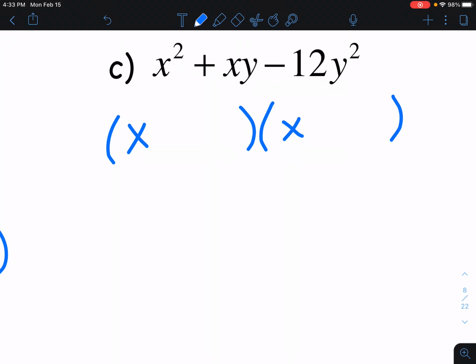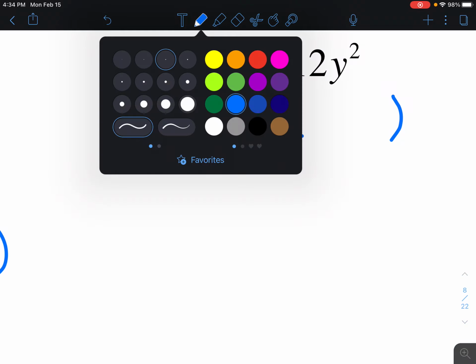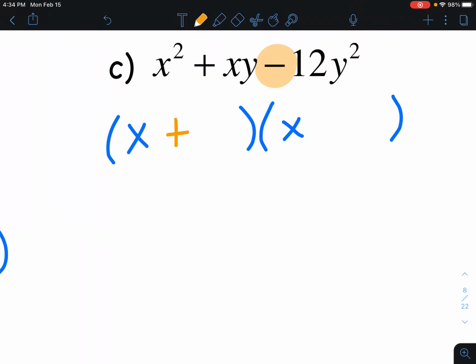Now your sign rules, look at the C term. The C term's a minus sign. When the C term is a minus, your signs are supposed to be plus minus. When the C is a minus, your signs are plus minus.